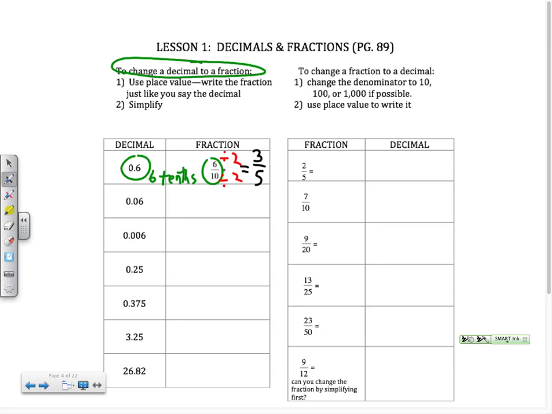So we can do that for all of our decimals. The next decimal, 6/100 is the way you say it, so we can write it 6/100. I need to simplify. 6 and 100 are both divisible by 2. They're both even numbers. So we're using divisibility rules throughout. And that simplifies to 3/50. So I can say 6/100 as a decimal is equal to 3/50.